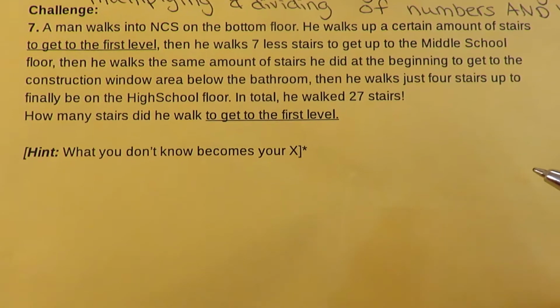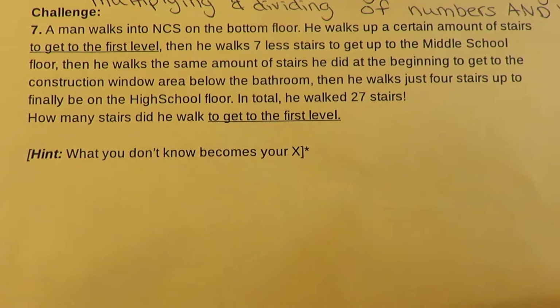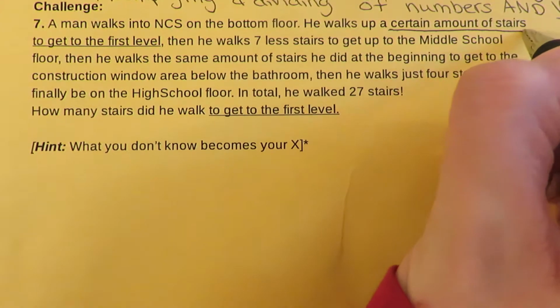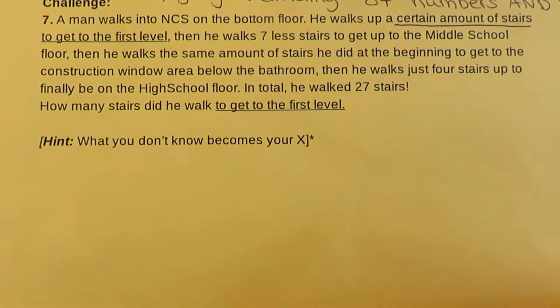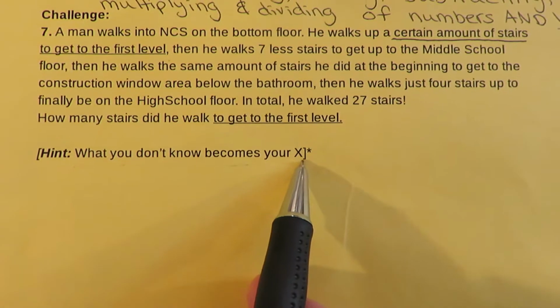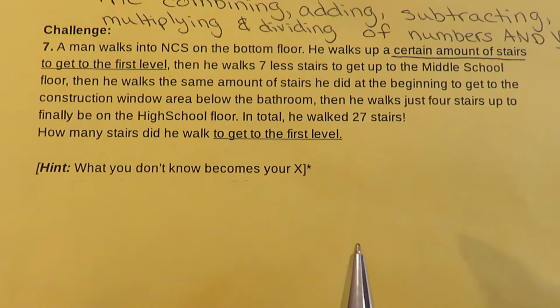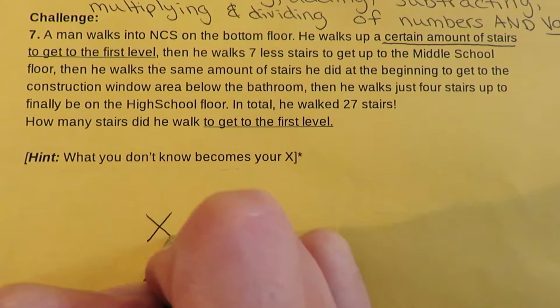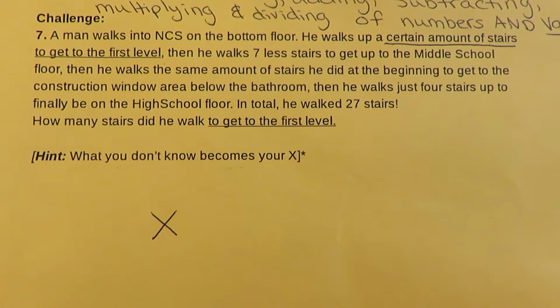So a man walks into NCS on the bottom floor and he walks up a certain amount of stairs. This certain amount of stairs to get to the first level is something that we don't know. And anything we don't know, as the hint says here, becomes your x, the thing we're not sure what that number should be. So I'm going to start with x, because that is the first amount of stairs that he walks up.